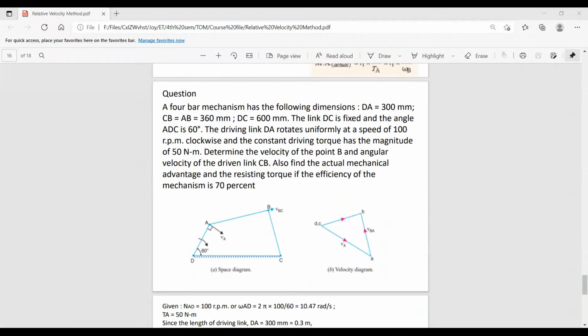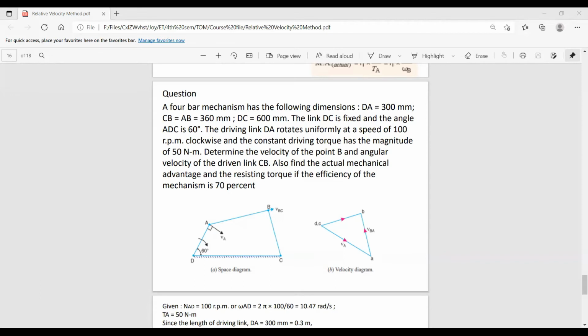The Hooke's mechanism has the following dimensions. DA is 300 millimeter, CB and AB are 360 millimeters, DC is 600 millimeter. The link DC is fixed, and the angle ADC is 60. The driving link DA rotates uniformly at a speed of 100 rpm clockwise, and the constant driving torque has a magnitude of 50 Newton meter. Determine the velocity of the point B and angular velocity of the driven link CB. Also find the actual mechanical advantage and the resisting torque if the efficiency of the mechanism is 70%.